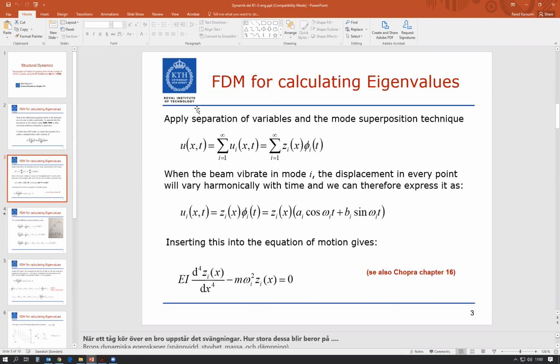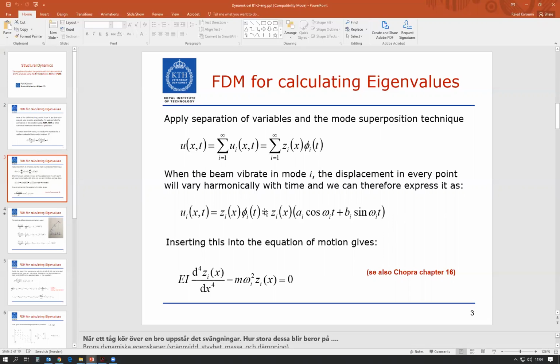The idea is the same, that we apply separation of variables and use the mode superposition technique. So we say that the y can be the summation of the mode shapes. Now I have called the mode shapes in this parameter z, with mode shape number i, and then a time function. So the response for mode number i can be treated like this. The time function can be cosine and sine.